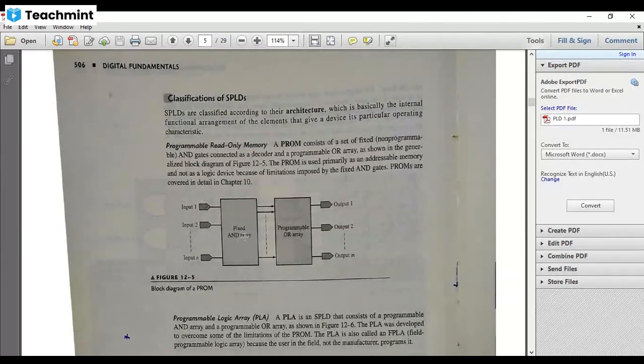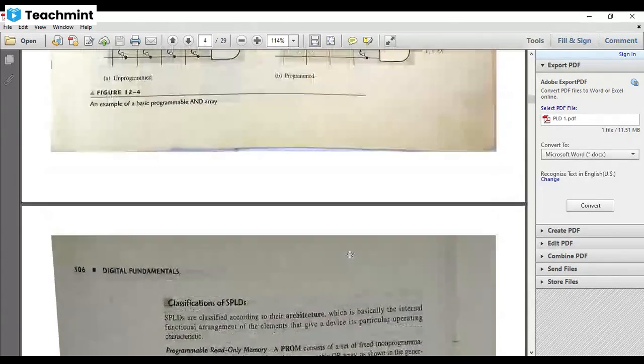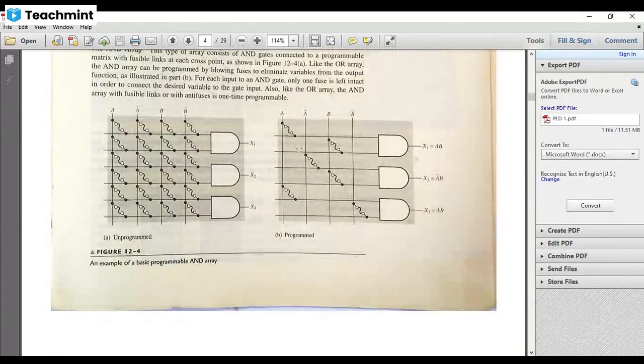Here this AND array is fixed, and we can also say it is a decoder. Indirectly, the AND array plays the role of a decoder for the inputs. There are n number of inputs, and we get m number of outputs here. In the same way, here we can say the number of inputs is 6 and the outputs are 4.